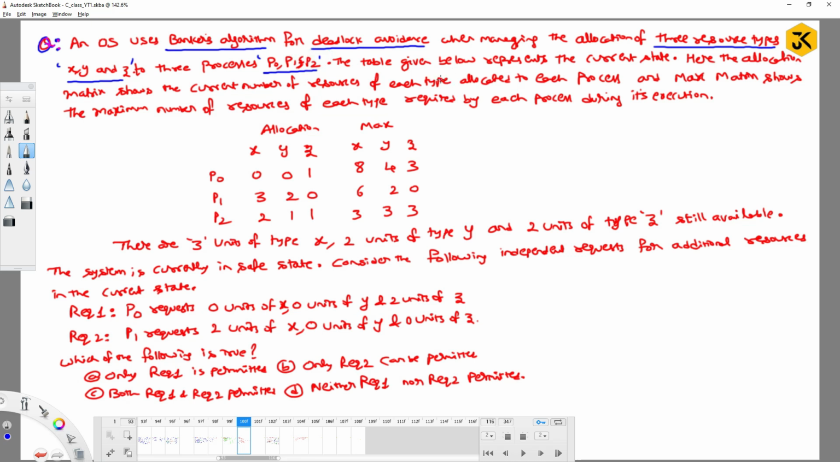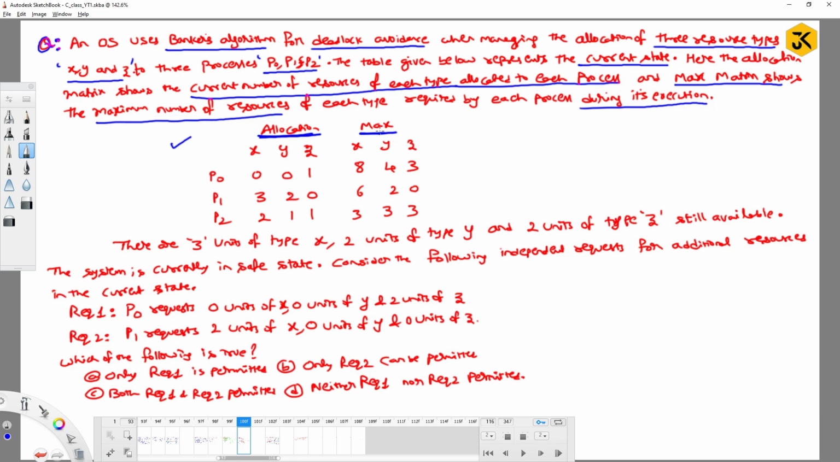Let's continue the question. The table given below represents the current state of the processes. This is the table that they have given already. Here the allocation matrix shows the current number of resources of each type allocated to each process. If you look into the allocation table, those numbers define the current number of resources allocated for each process. And the max matrix shows the max number of resources of each type required by each process during its execution.